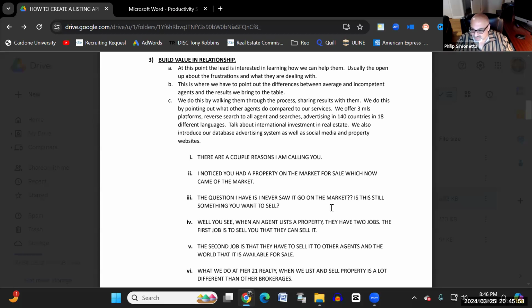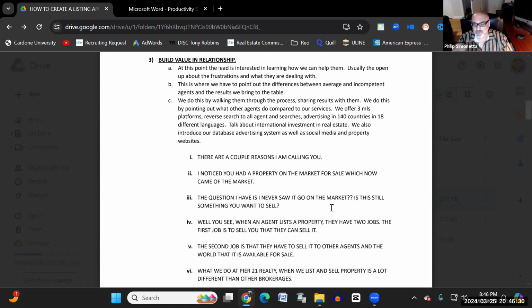However, when you hire an agent, they have two jobs, and this is what we do. They have one job: they have to sell you that they can sell your house. They've got to convince you that they're good for you. Number two, they've got to let the world and every agent know that your property is for sale. And I don't know who your agent is or what they did, but obviously I didn't get notified. I didn't know it was on the market. That's just the way it is. Now, you don't have that problem when it comes to me.